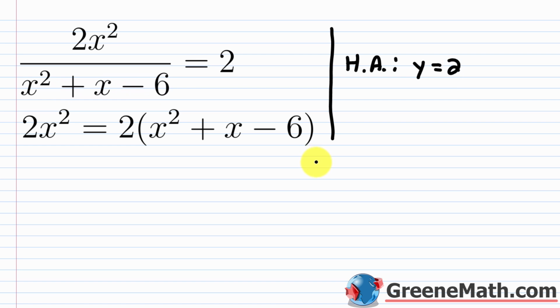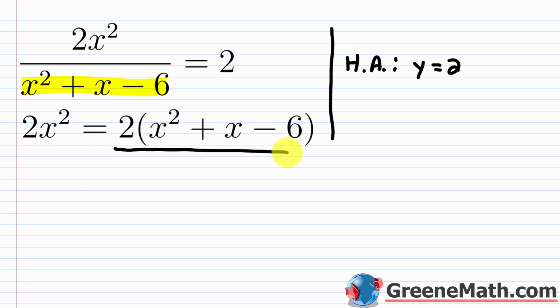In other words, the x comma y, or the point where y is 2, is going to be a point of intersection with this line, y equals 2. So what we would do to figure this out is multiply both sides by the denominator. So x squared plus x minus 6, just to clear it, is going to give me 2x squared on the left, is equal to, on the right, 2 times the quantity x squared plus x minus 6.